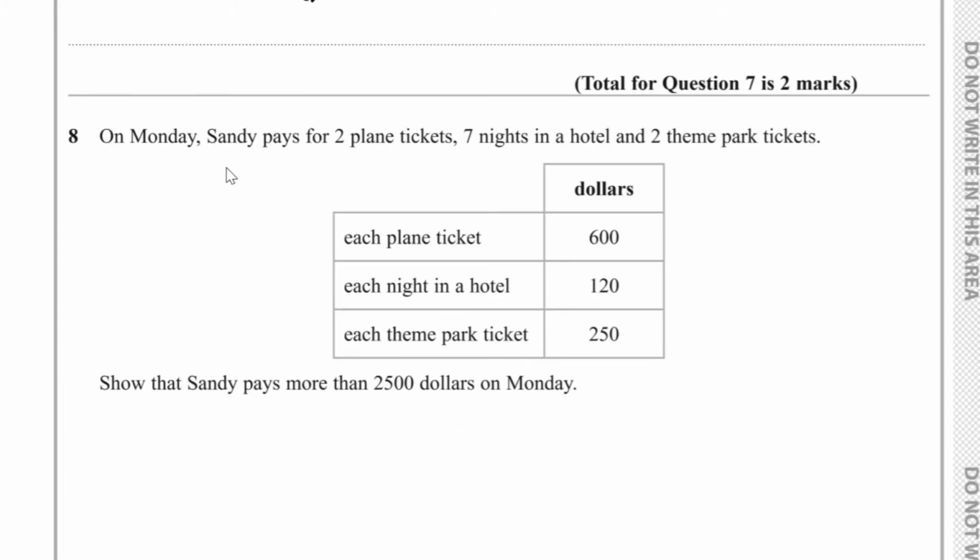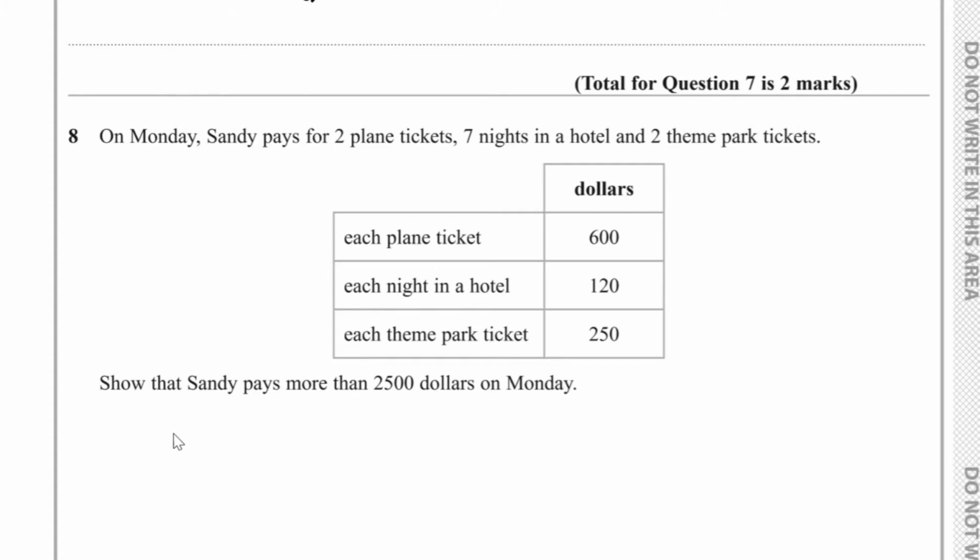Question number 8. On Monday, Sandy pays for 2 plane tickets, 7 nights in a hotel, and 2 theme park tickets. Each plane ticket costs $600. Each night in a hotel is £120. Each theme park ticket costs $250. We have to show that Sandy pays more than $2,500 on Monday.